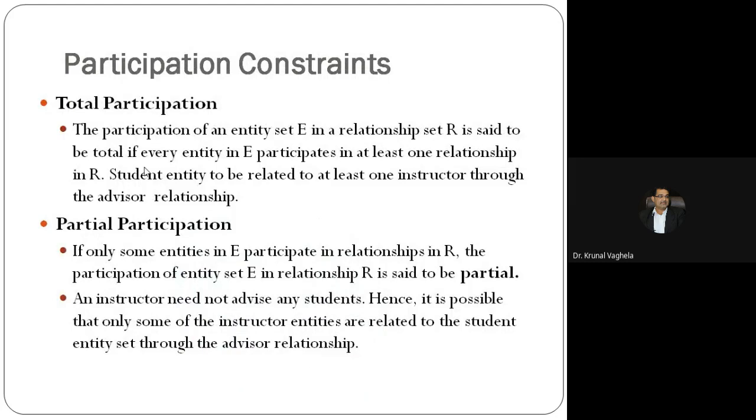Three types of constraint. One is mapping cardinality. The second one is participation constraint. Key, why am I skipping it? Because after one or two labs, you will understand what a key is. And there is one chapter called database design. In that, we will understand the key in detail. That's why I am skipping the key.